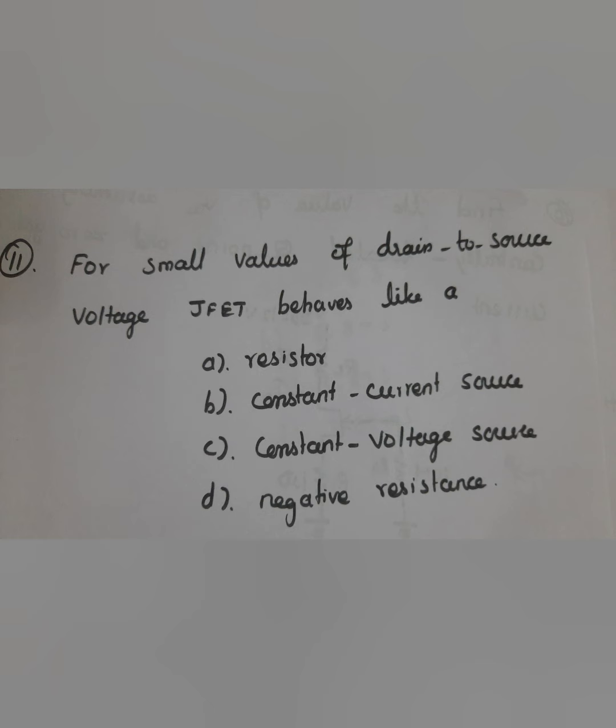11th question, for small values of drain to source voltage, JFET behaves like a resistor, constant current source, constant voltage source or negative resistance. Find the answer from A, B, C, D.